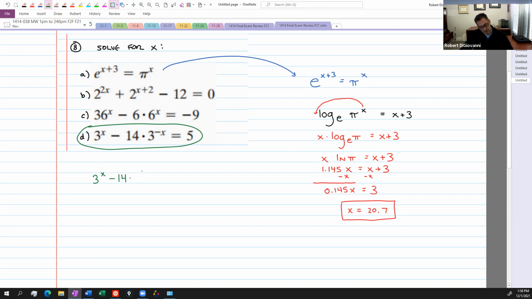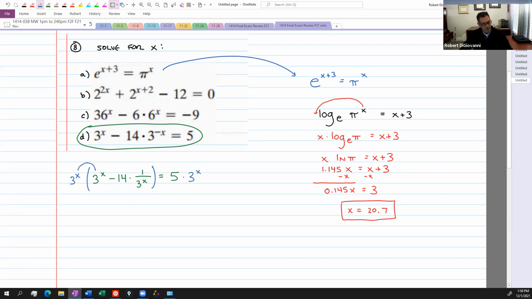This is a problem where it's going to look like a quadratic, but we got to make it look like that first. So I'm going to first realize I can rewrite this 3 to the negative x as 1 over 3 to the x. And then I'm going to do this very nice step of multiplying both sides by 3 to the x to clear the fractions.